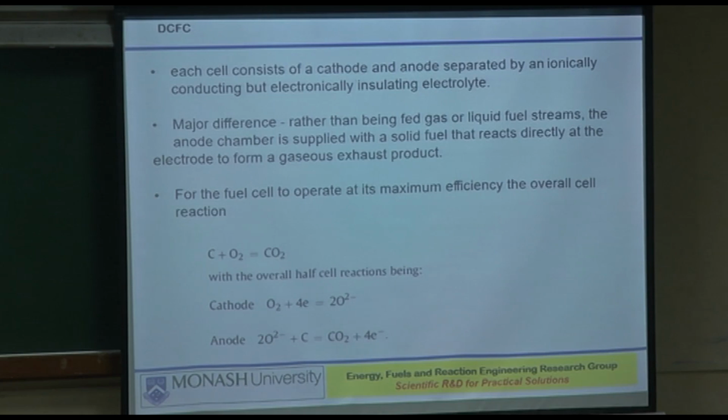So for the fuel cell to operate at its maximum efficiency, these are the cell reactions. So that's easy. What reactions take place at the anode? What reaction takes place at the cathode? That's what I have written. So at the anode, it's the carbon which gets oxidized. At the cathode, the oxygen transfers to the ions, and then electricity flows. As simple as that.